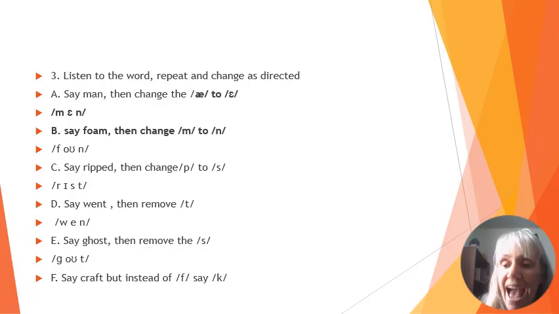Say craft. I am making a craft with paper mache. Instead of f, say k. Craft without f and with k is cracked. I cracked the plate, cracked.